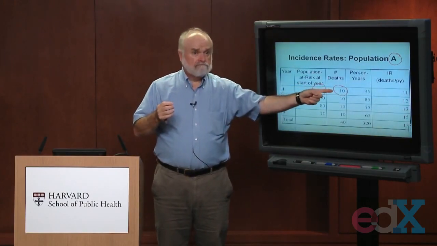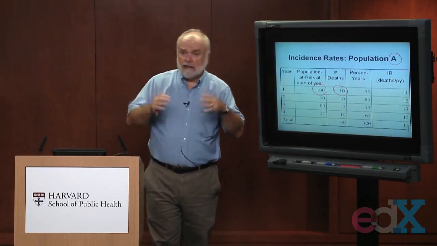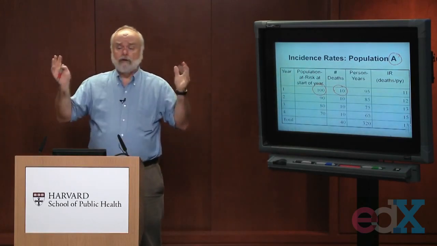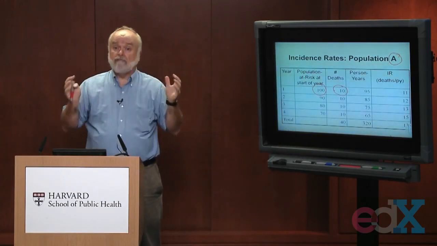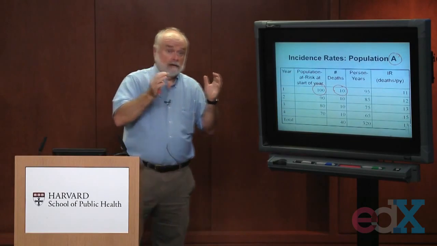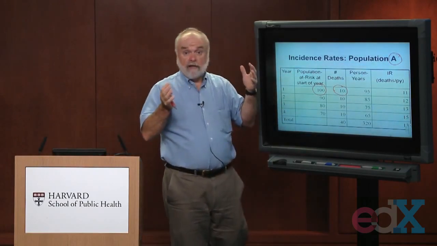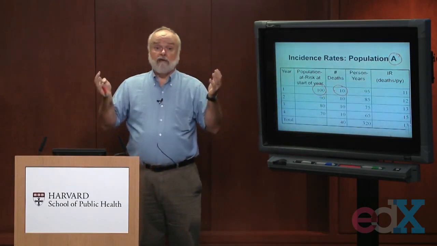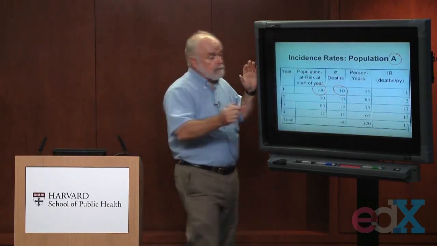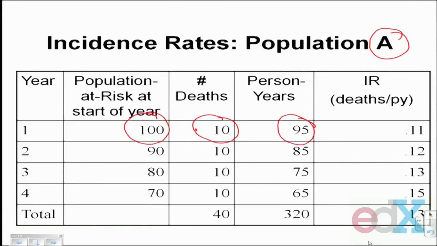These 10 people, we don't know when they died from these data. Let's suppose they all died halfway during that year. So each of them lasted a half a year before they died. I have 10 people, each giving me a half a year of life, of follow-up. That's 5 extra years in total. So I would observe 95 person years of follow-up among those 100 people in the first year.